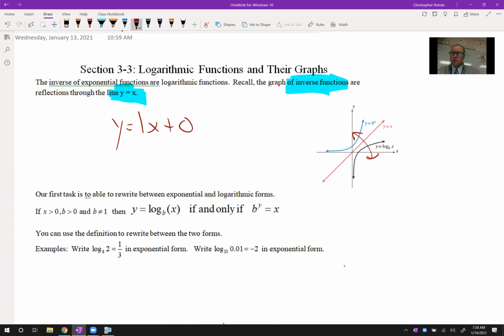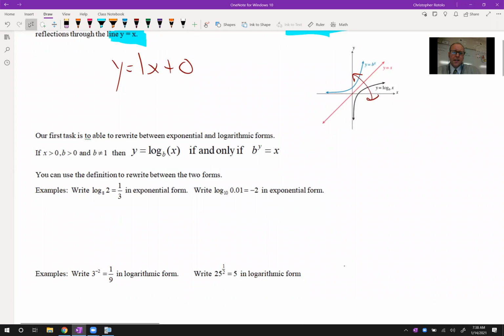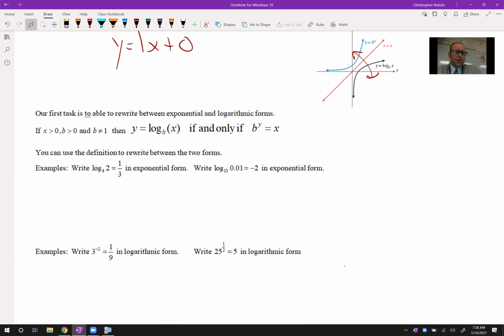This is how we check for inverse functions. But we didn't really like that check. We like the algebra check, but just make sure we point that out. So first off, we just have to change them around. And we want to write it, if it says log, then it's in log form. If it has an exponent, it's in exponential form. Okay, so I think that kind of clears it up as far as vocab.